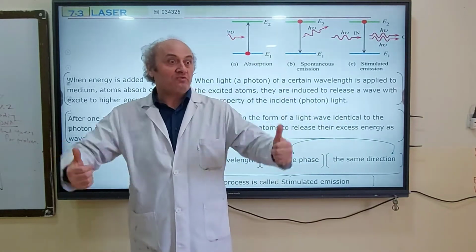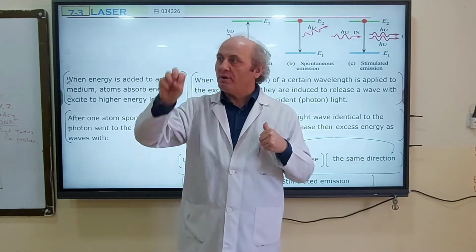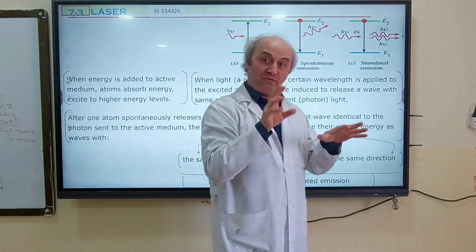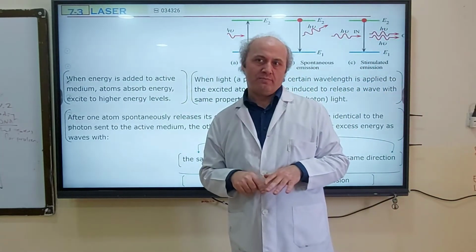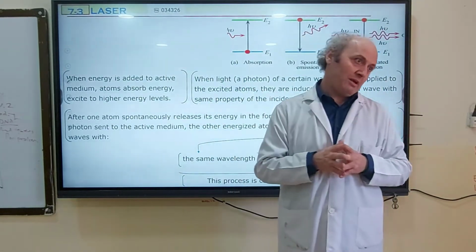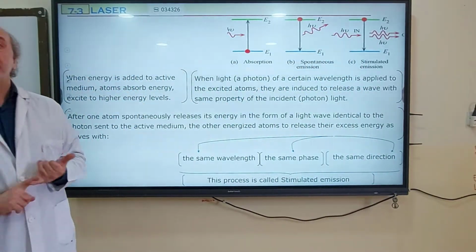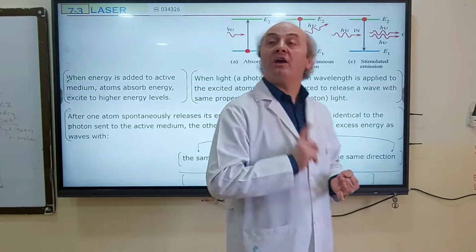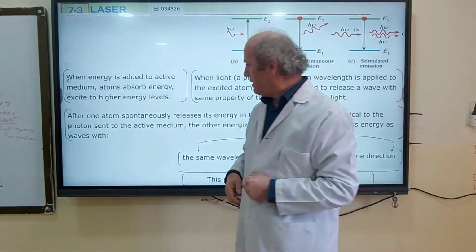What is stimulated emission? From an outside source, you are giving an order to the atoms of this medium: you are going to emit a photon identical to the one which we sent into the active medium. This is stimulated emission. And after this stimulated emission, all the photons are identical. They have the same color, same phase, same direction. That's why the intensity becomes that great.